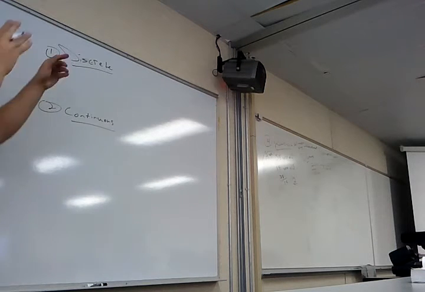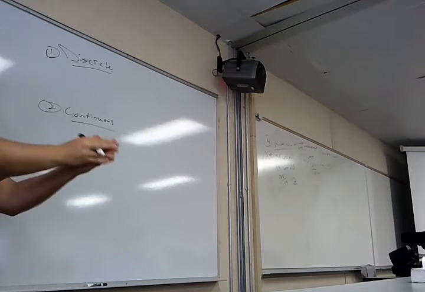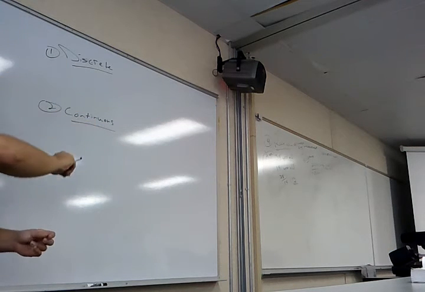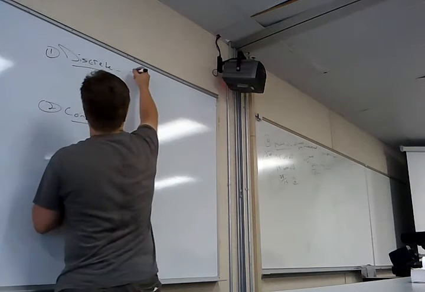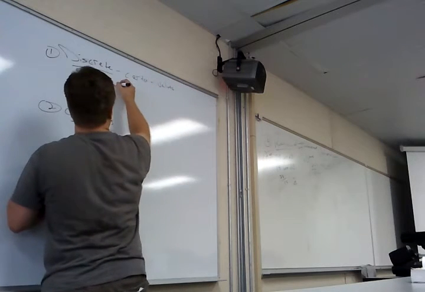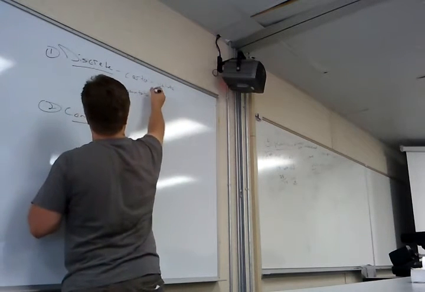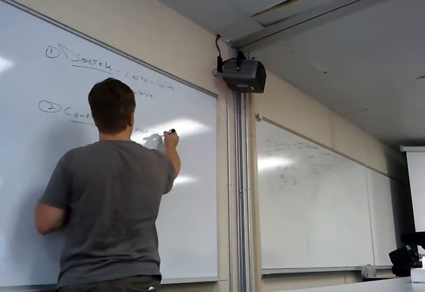So discrete, 1, 2, 3. It can only be certain values. Cool? So this could only be certain values. We normally call it countable values. Continuous is not countable.